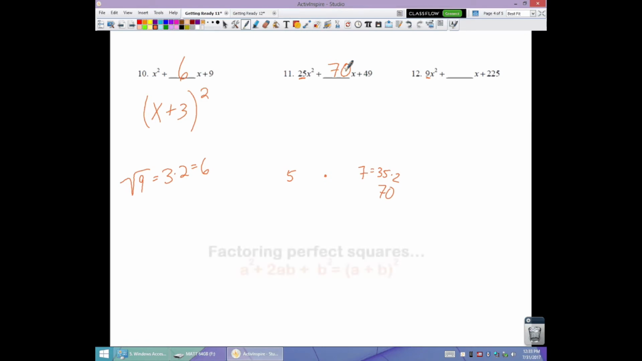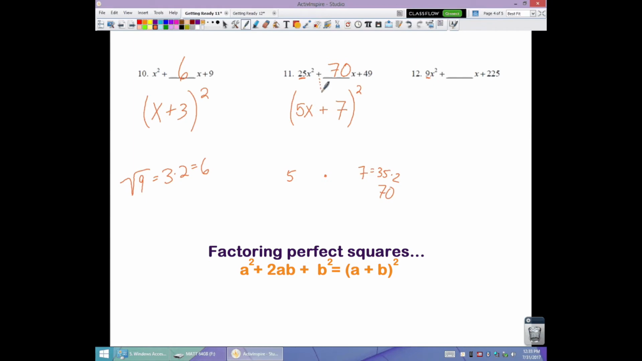Okay? Then when we take the factored form, we have to use the square root of 25x squared as 5x, and the square root of 49 positive 7. Again, I know that's positive because this sign up here was positive. And if we were checking, it's 5 times 7 is 35x. 5x times 7 is 35x. Double that is 70x.